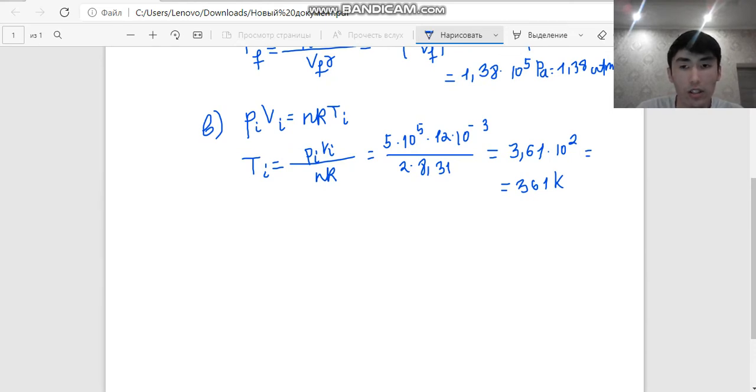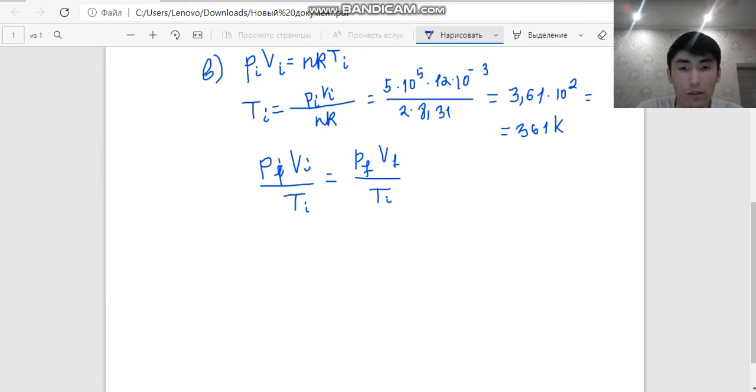It means we can find the final temperature by writing this equation. Here will be P initial V initial over T initial equal to P final V final over T final, right? Because the number of moles is constant. So here will be final. Let's write T final equal to T initial times P final times V final over P initial times V initial.